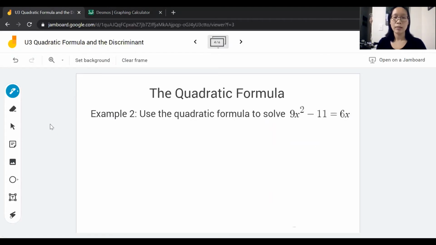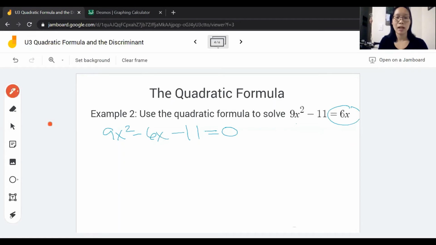In our second example, we're asked to use the quadratic formula to solve 9x squared minus 11 is equal to 6x. The first thing I have to do is make sure one side is equal to 0, so I'm going to subtract the 6x from each side, leaving me 9x squared minus 6x minus 11 is equal to 0.